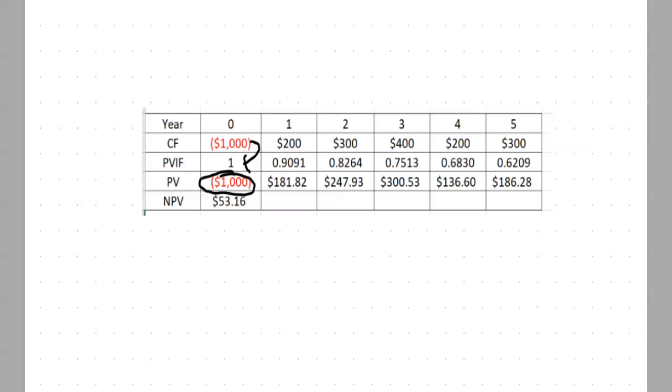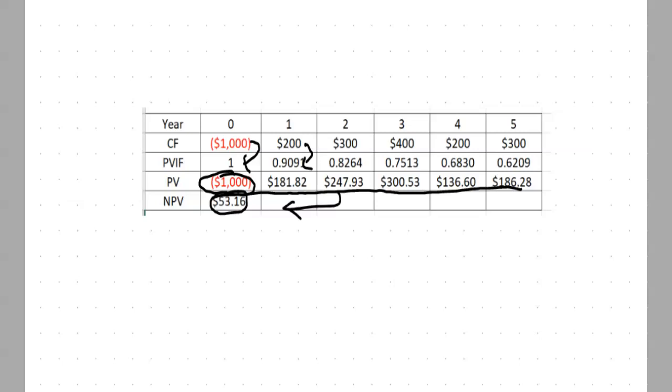For year 0, the present value is negative $1,000. For year 1, the present value is $181.82. For year 2, $247.93. For year 3, $300.53. For year 4, $136.60. And for year 5, it is $186.28. When you add all these cash flows at their present value, you'll get the net present value, that is $53.16.